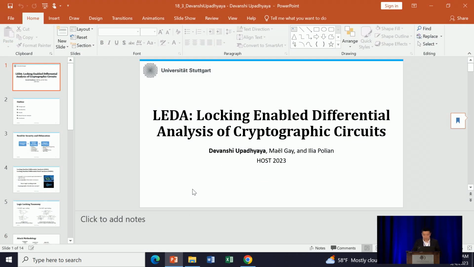The third one is LEDA, locking enabled differential analysis of cryptographic circuits. The presenter, Devanshi, is now a PhD student at the University of Stuttgart. She's working on secure composability of cryptographic hardware and also has other research interests such as hardware and network security. So let's welcome our speaker.